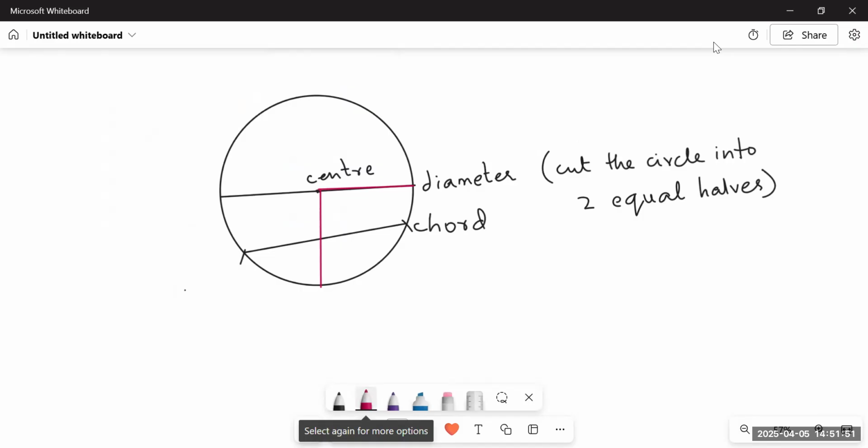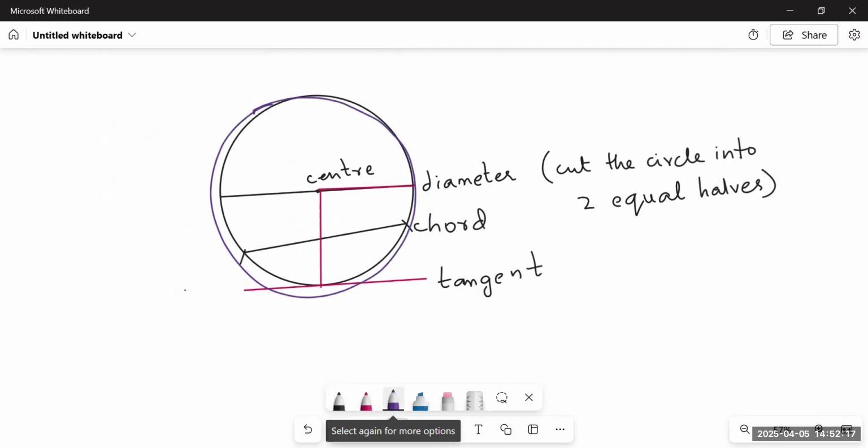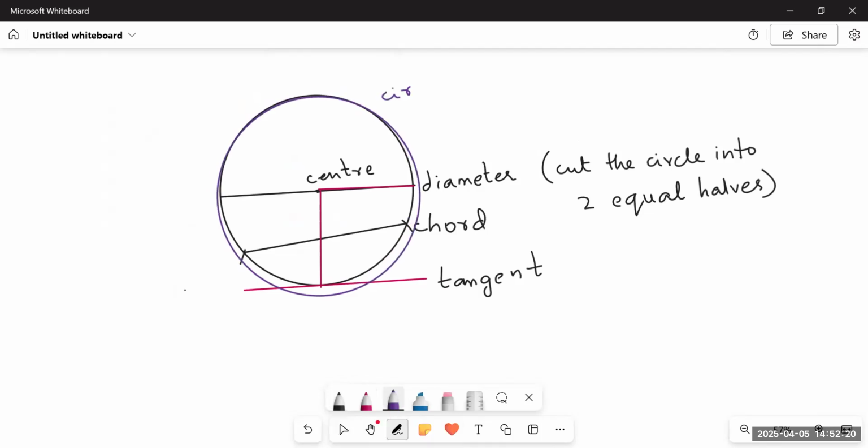And the line that passes outside the circle but cuts the circle at only one point is called a tangent. So this is a tangent. We can say that a tangent to a circle is a straight line that touches the circumference of the circle at only one point. So basically the outer part of the circle is its circumference. We can say that the circumference of a circle and the perimeter of any other shape are the same. This is the circumference. The outer part of the circle is called its circumference.